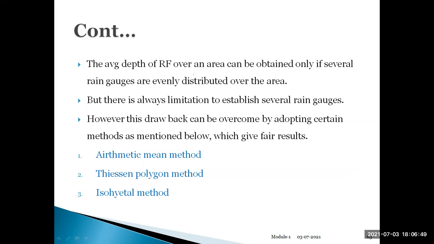The average depth of rainfall over an area can be obtained only if several rain gauges are evenly distributed over the area. If the rain gauges are evenly distributed, only then can you calculate the average depth of rainfall. But there is a limitation, you cannot install a large number of rain gauges. So this is again a limitation and a drawback. That drawback can be overcome by following some methods. To calculate the average depth, there are the arithmetic mean method, Thiessen polygon method, and isohyetal method. These are the methods used to calculate the average depth of rainfall.